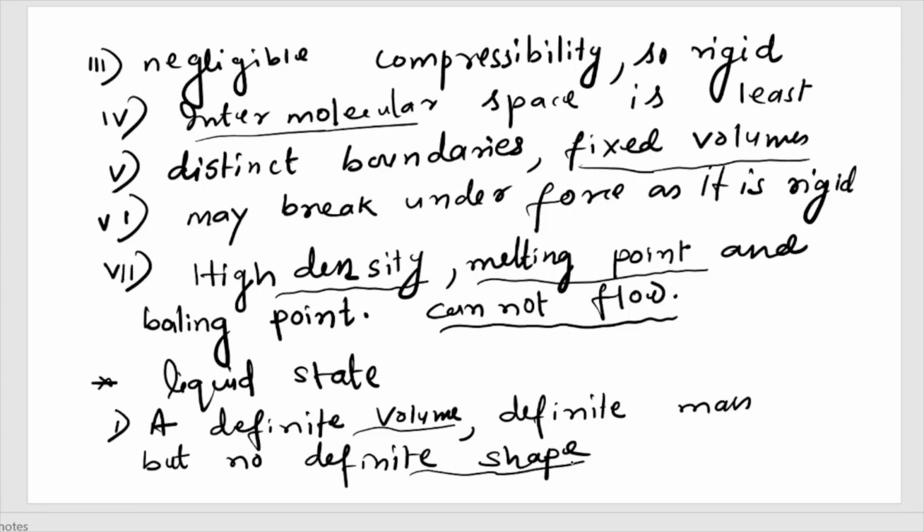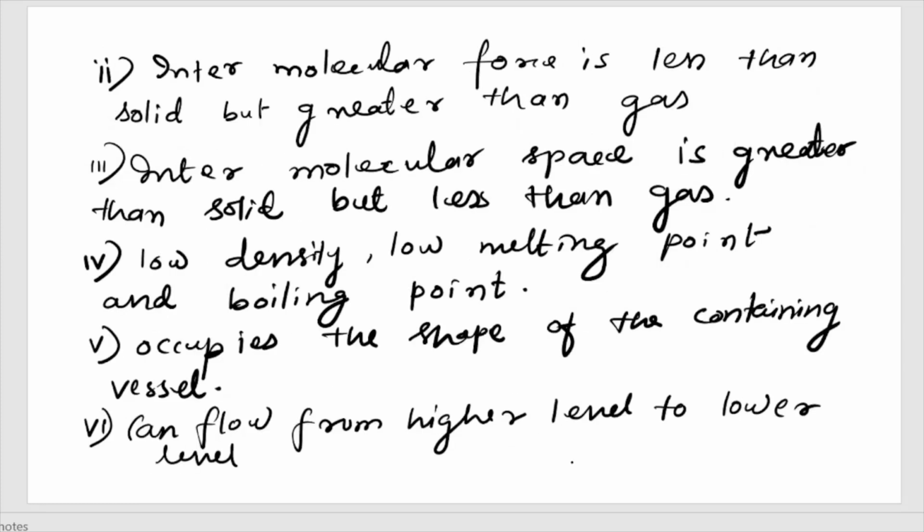It occupies the shape of the container. If you put it in a glass, the liquid takes the glass shape. If you put it in a triangular container, it becomes a triangular shape. So shape depends on what? It depends on the container shape. Intermolecular force is less than solid but greater than gas.